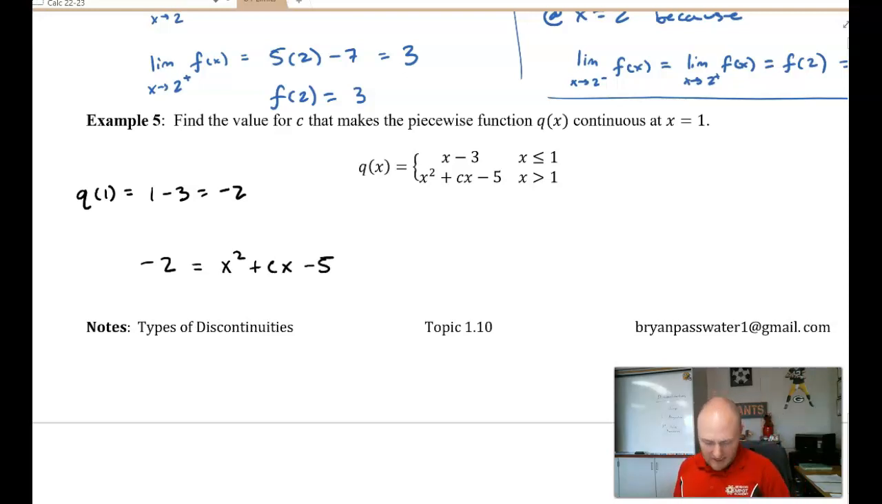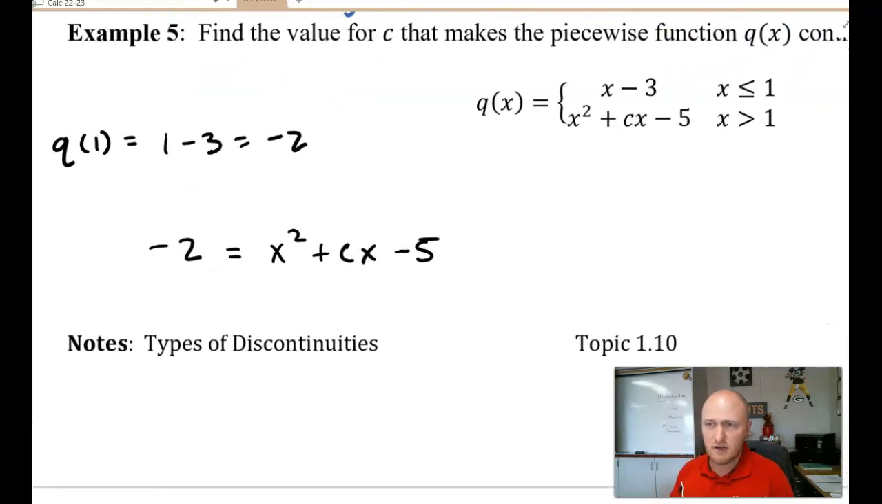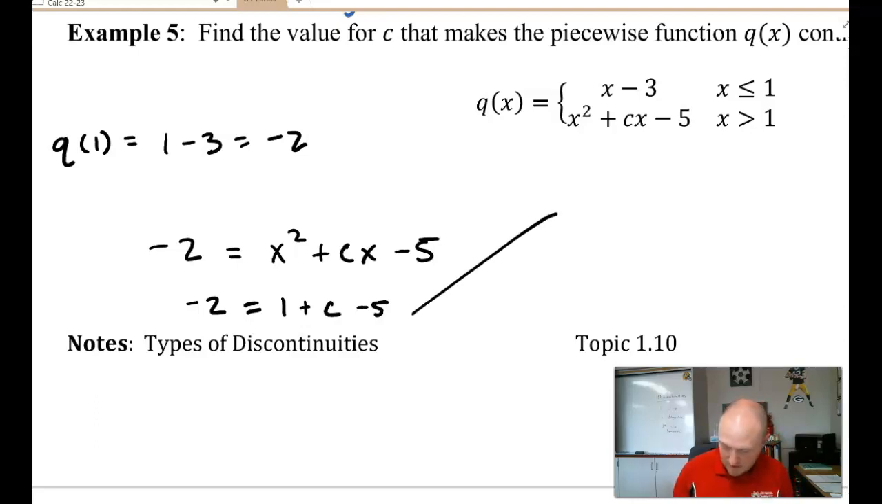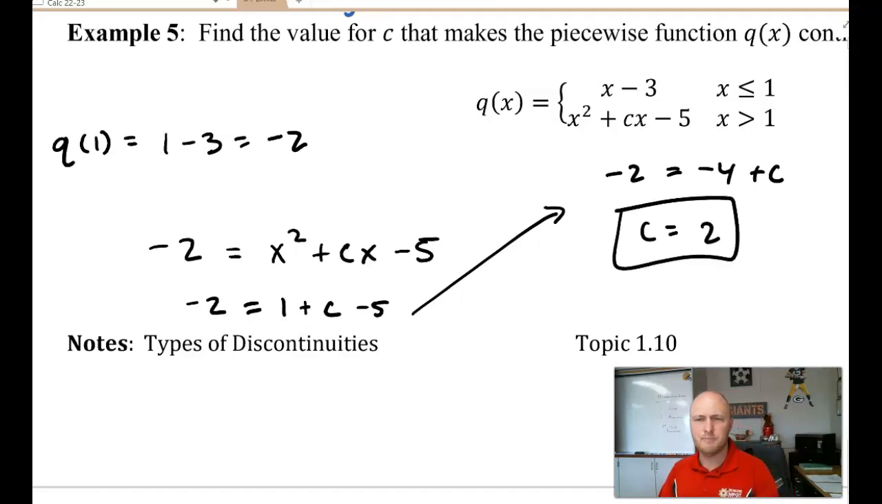Okay, well, again, I have two variables, and I already know what x is. Isn't it 1? Okay, so negative 2. If I plug in, not negative 1, it's positive 1. Plug in 1, we get 1 plus c minus 5, which gives us negative 4 plus c. C is equal to positive 2.